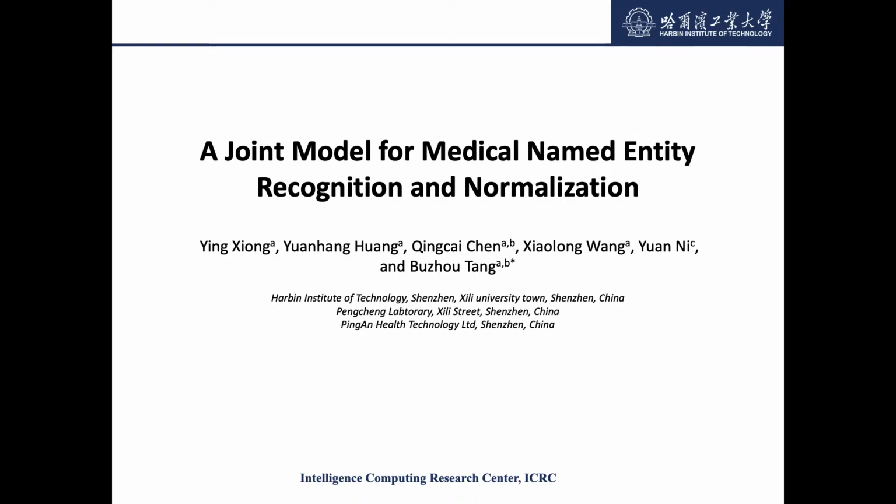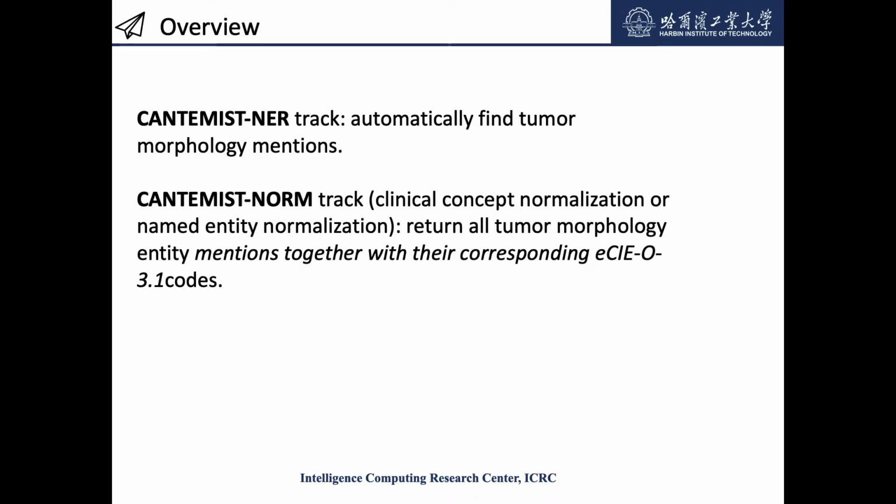Today I will introduce a joint model for medical named entity recognition and normalization for the Cantemist 2020 task. We participated in two tasks of Cantemist 2020. The first one is medical entity recognition, which automatically finds tumor morphology mentions. The second one is entity normalization, which returns all tumor morphology entity mentions together with their corresponding codes.